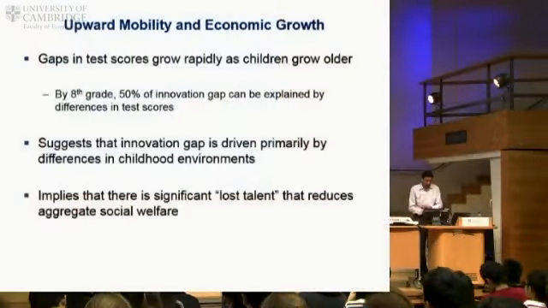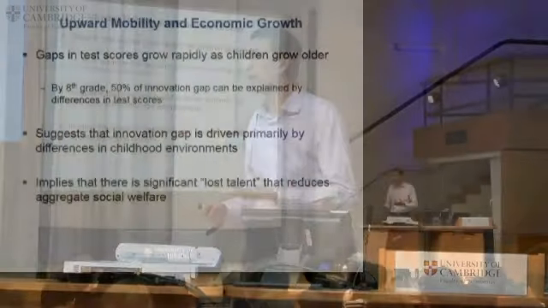Now, it turns out that these gaps in test scores grow rapidly as children get older. By 8th grade, 50% of this innovation gap can be explained by differences in test scores. So basically, the low-income kids are falling further and further behind the high-income kids and ultimately end up becoming much less likely to become inventors, very consistent with the idea that it's childhood environment that really seems to matter here. And that implies that there's significant lost talent, basically, that potentially is reducing aggregate economic output and aggregate social welfare.